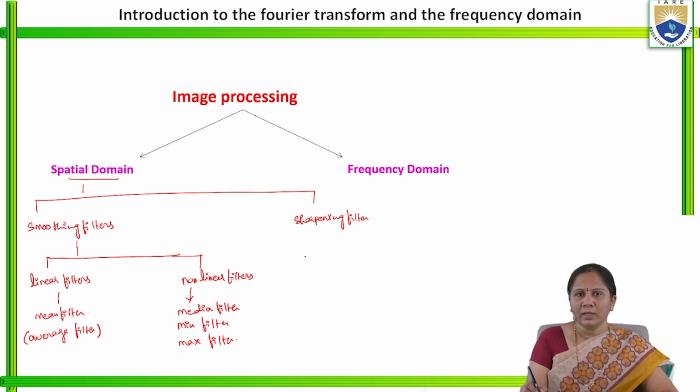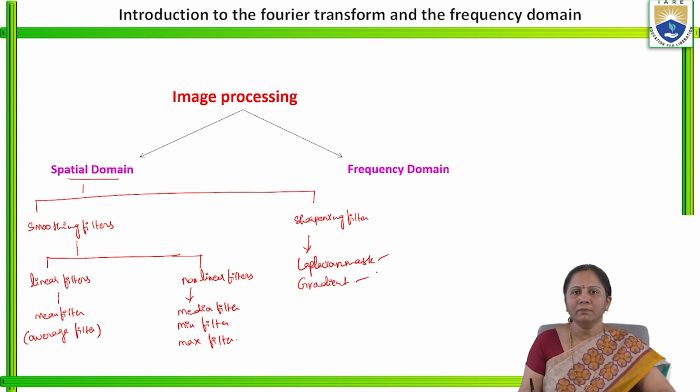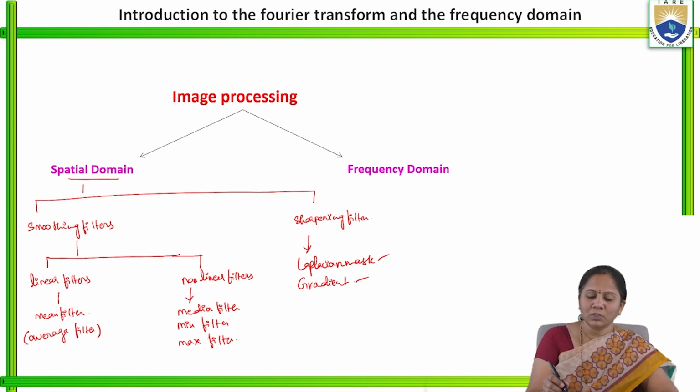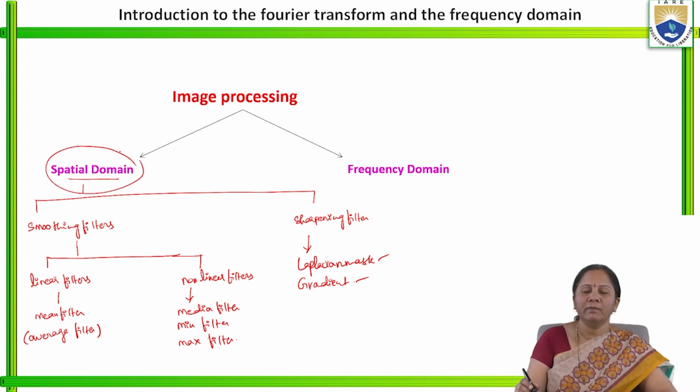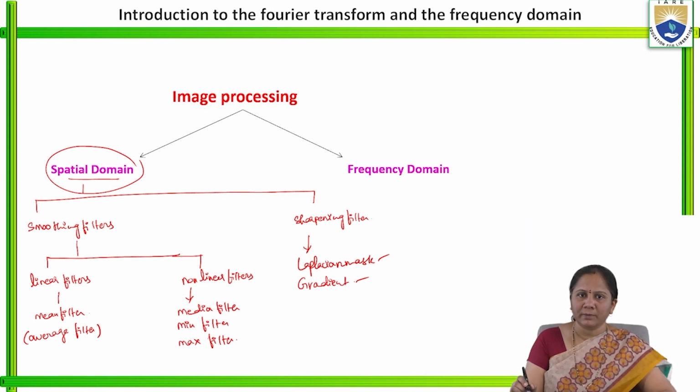In the same way, under sharpening filters, we have seen two types of filters. We can also call them masks. One is the Laplacian mask, and another one is the gradient. These two things we have discussed. All these are the different topics we have learned in the spatial domain in order to perform image enhancement.